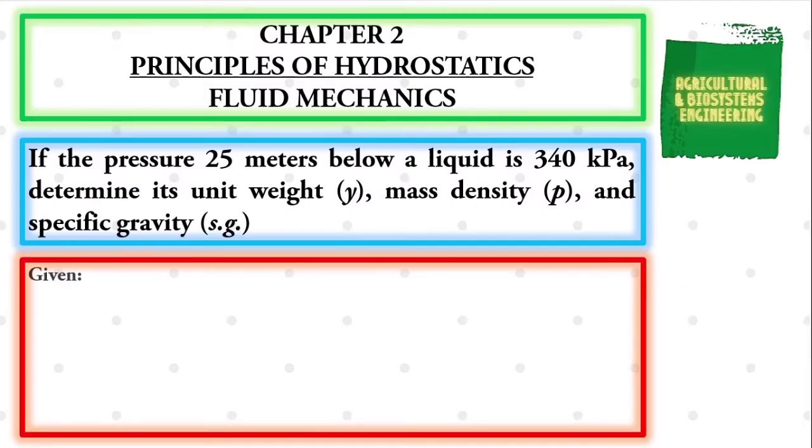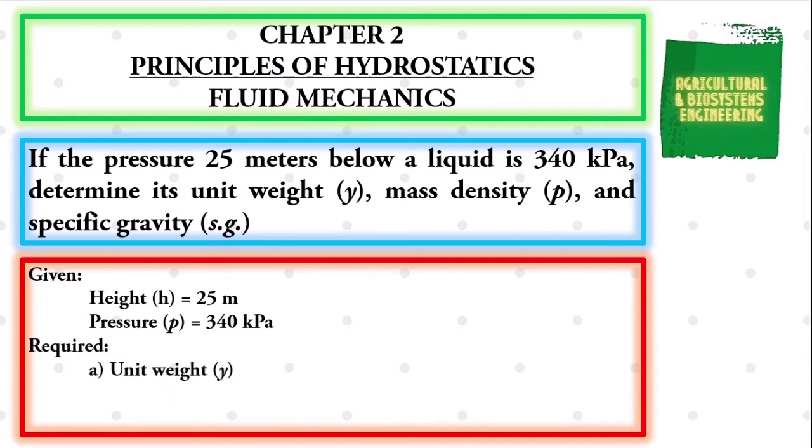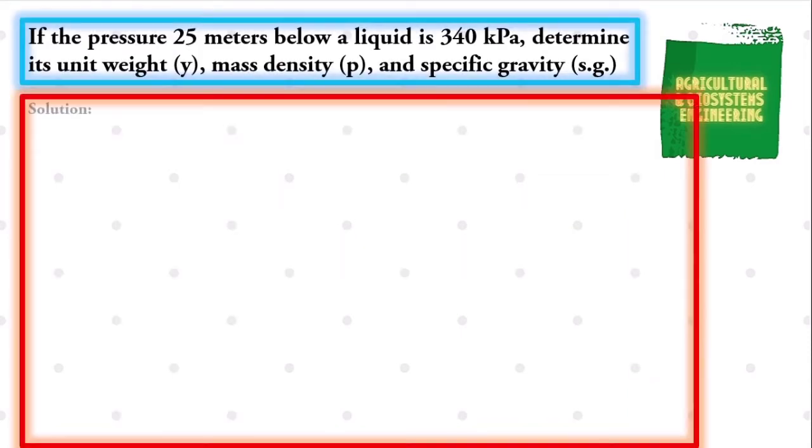To continue, we first identify our given. We have the height, symbolized by h, to be 25 meters. The pressure, symbolized by letter P, to be 340 kPa. The required in the problem are the unit weight, symbolized by γ, the mass density, symbolized by ρ, and the specific gravity, symbolized by Sg, or for other references as S. After identifying the given and the required in the problem, we proceed with our solution.